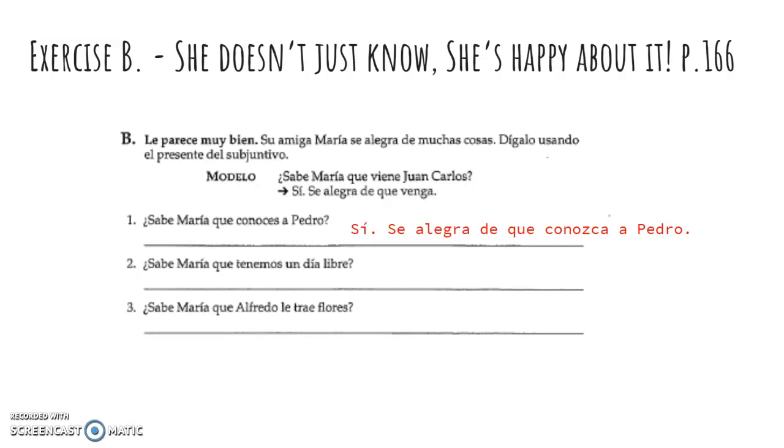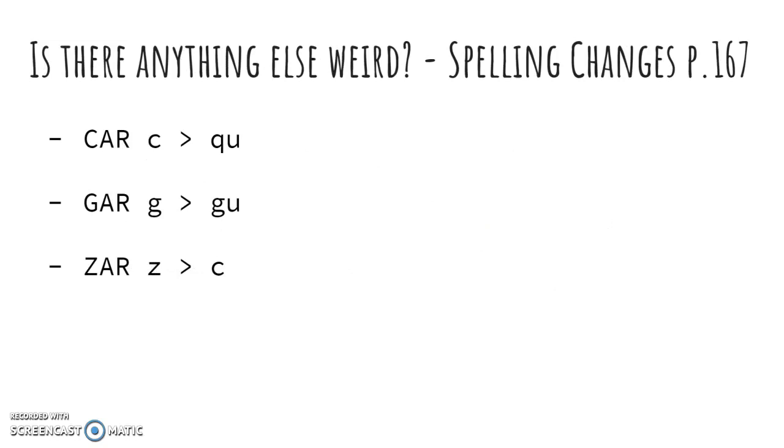There's some more of those. Practice, do all of exercise B. You can pause now and do it, or you can do it on your own later. All right, is there anything else weird?